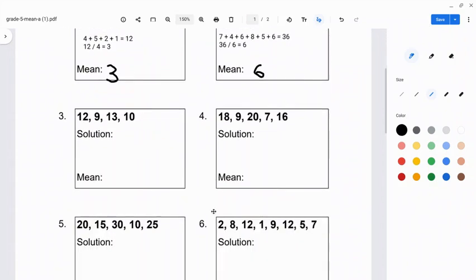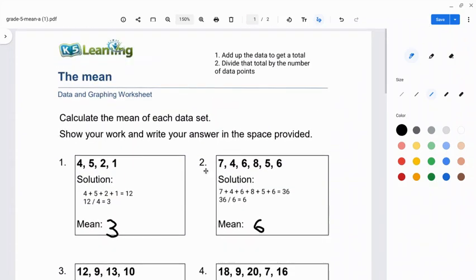Hopefully this is helpful. There's 4 more on this page to do, and then you can check with the Google Classroom for more opportunities to practice solving the mean for a data set.